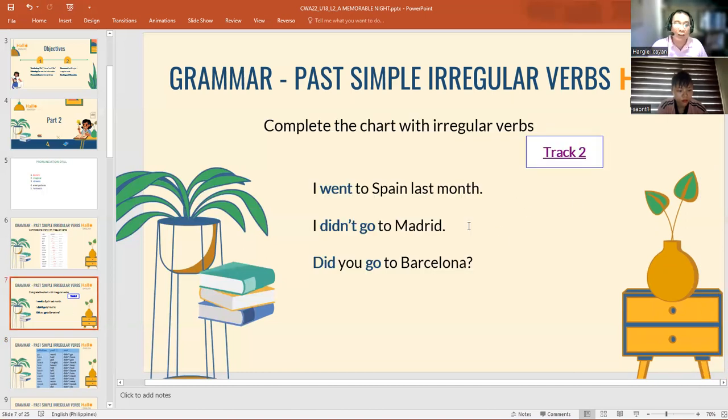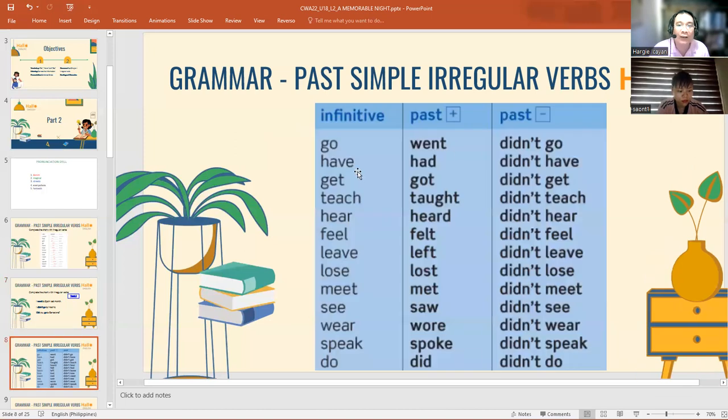Now to understand this further, this one is the so-called chart, right? This one is a chart and it's already been answered, so we cannot fill in the information needed. If you're talking about the past of go, it should be went. In the negative statement, it should be didn't go. Have, had, didn't have, and so on and so forth.